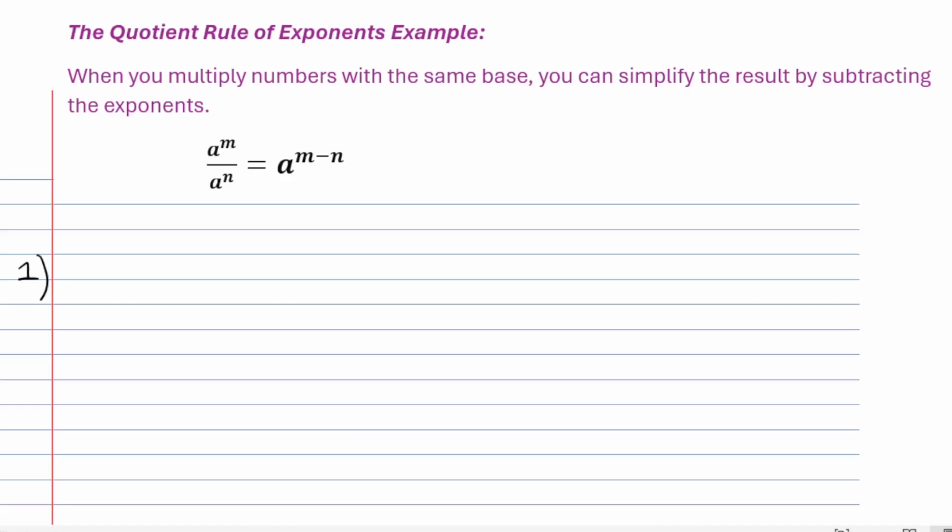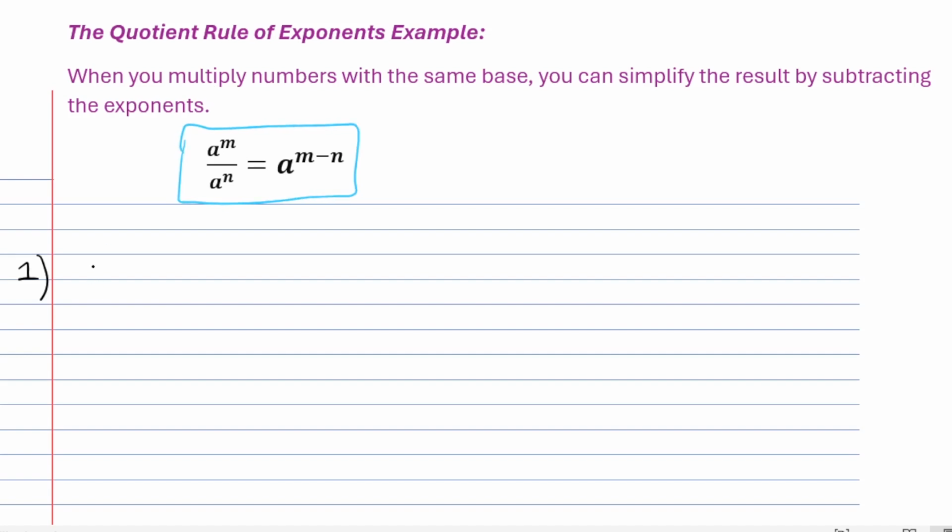Now, let's solve the quotient rule of exponents example. Don't forget the formula. It's a raised to m divided by a raised to n equals a raised to m minus n. So when we divide the numbers, we have to subtract the exponents. That's the formula.